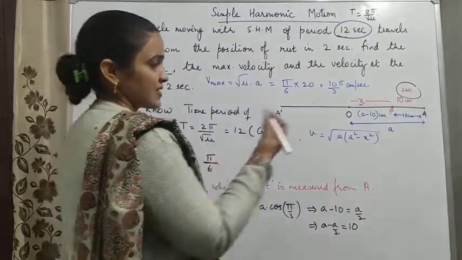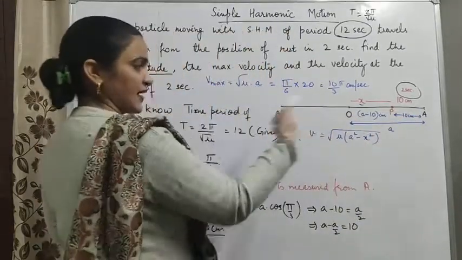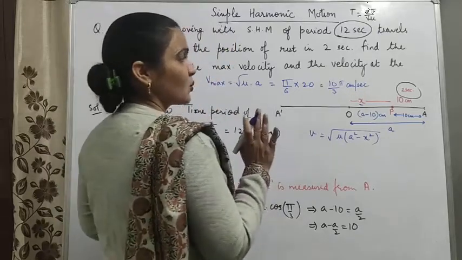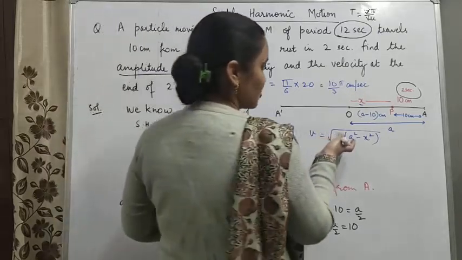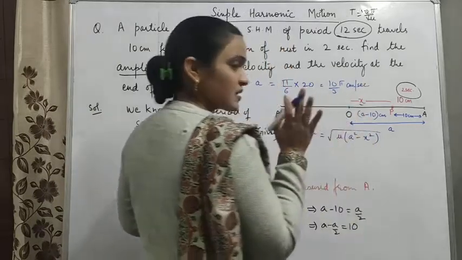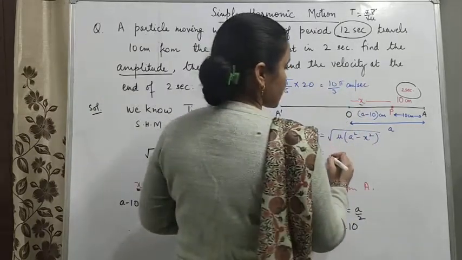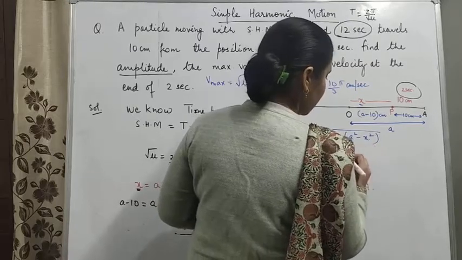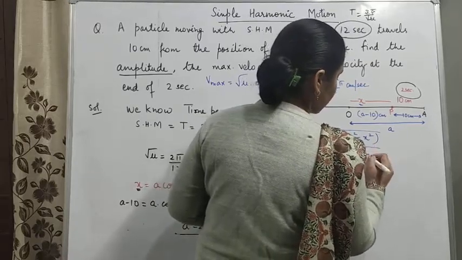ठीक है, वैसे तो जब पार्टिकल इधर से यहाँ इस साइड को आएगा तो it will be taken as negative, but we are taking the numerical value. So this is √μ times √(a² − x²). So आपके पास क्या आ जाएगा, √μ, √μ को अलग ले लेते हैं, times √(a² − x²).